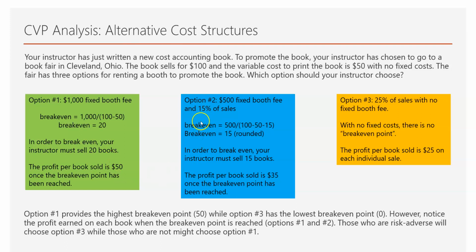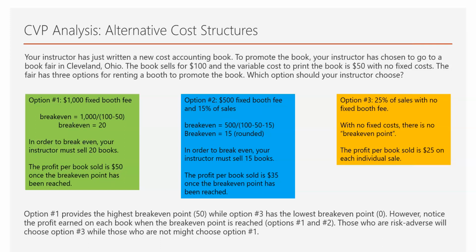Now let's look at option 2. I now have that fixed booth fee and also a variable percentage of fees here. So with that variable percentage of fees, my break-even point is lowered because I'm only having to pay out $500 in booth fees and 15% of sales. But once I've made my break-even point, the profit per book sold is $35, whereas with option 3 here, there's no break-even point. I only have a profit of $25.